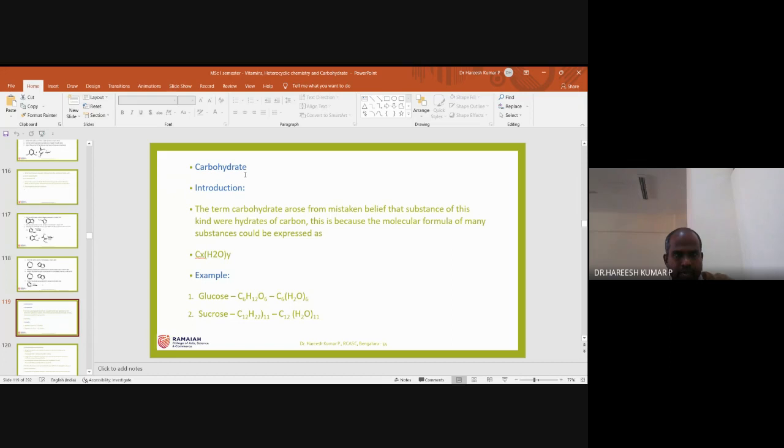So I think you are aware of what a carbohydrate is. Initially, scientists were under the impression that carbohydrates are nothing but carbon and hydrogen containing compounds. They also gave a general structural formula of carbohydrate as CxH2Oy. So that means x times carbon, y times water.